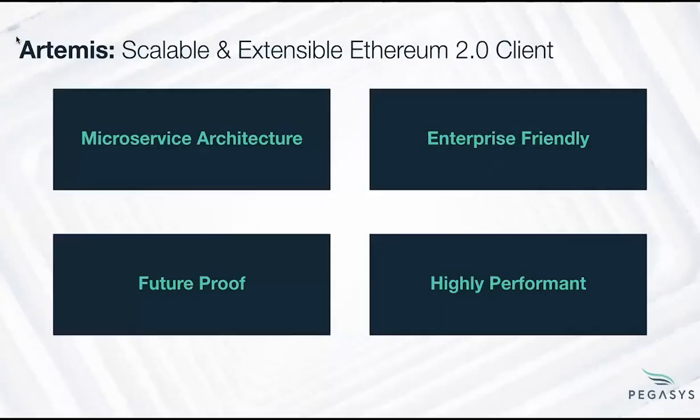So Artemis is our scalable and extensible Ethereum 2.0 client. It has a microservice architecture to allow distributed deployment and easy load balancing. It's enterprise friendly due to its permissive Apache 2.0 license and the fact that it's written in Java. Also, it's future proof because it's the only team with a current live Ethereum 1.0 client that has a team dedicated to implementing Ethereum 2.0 as well. And it's highly performant because we've always been building it with a focus on modular architecture and performance in mind.